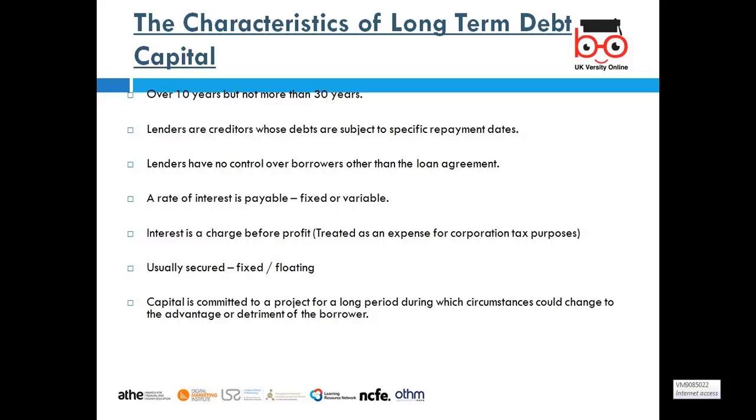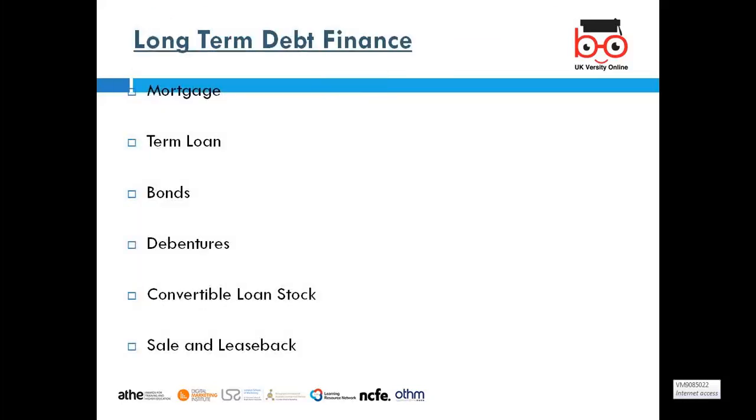All right. Okay, and then we have capital, and this is long-term debt, 10 years or more. We have a mortgage, term loan, bond. What is meant by bond?